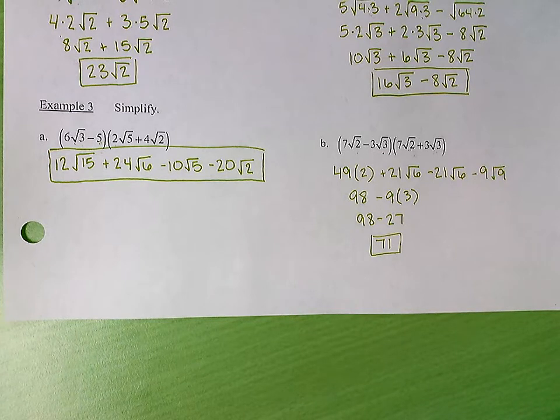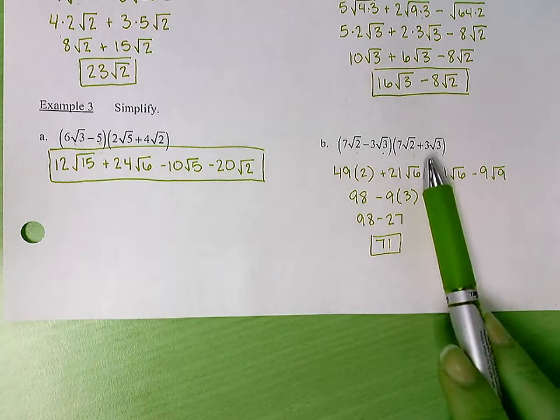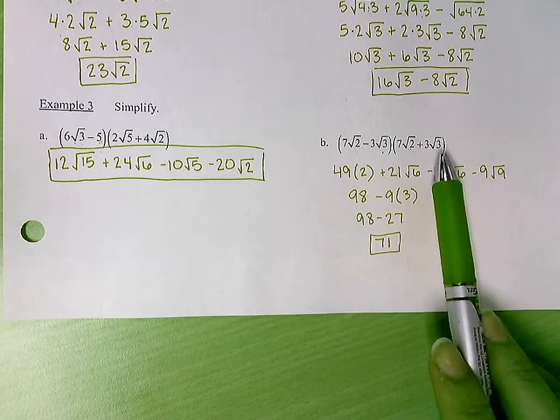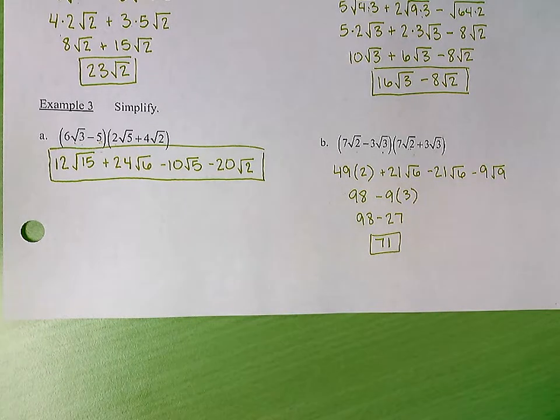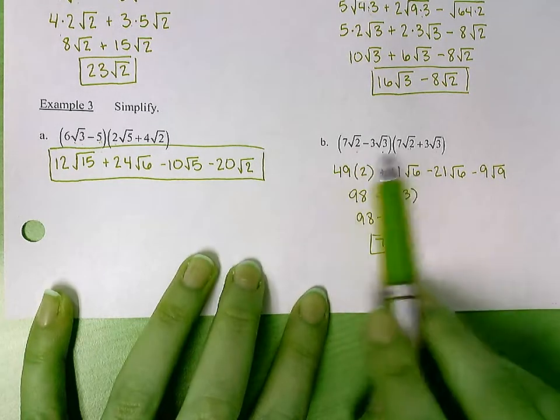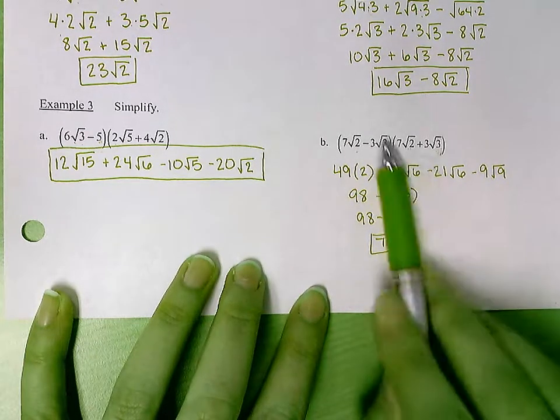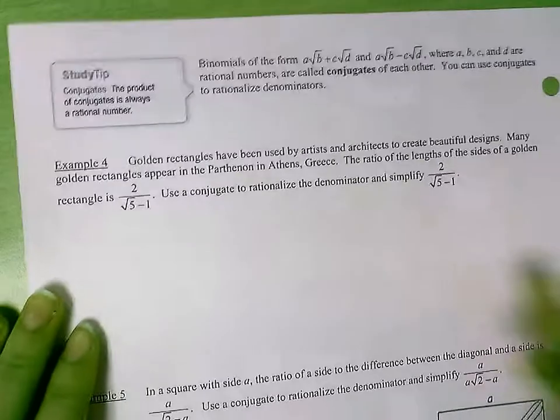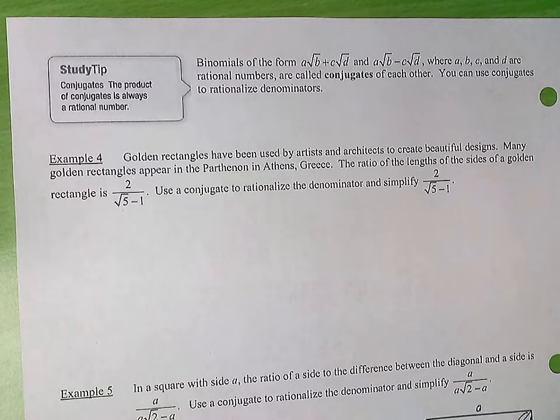When you get problems like this, it's actually the conjugate. You'll notice that these two terms are the same, but the difference is there's a plus and a minus. Your middle terms are always going to cancel out. So you just honestly have to multiply your first terms and your last terms. Yeah, it's still the same process.